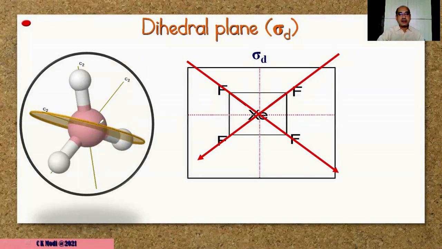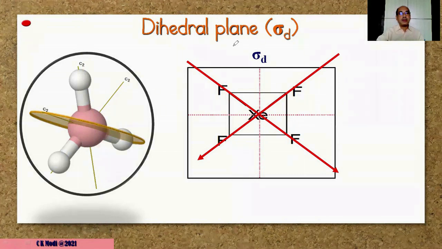Look at this plane. This plane passes through the center of that molecule, and this is my one C2. This is my second C2. So it passes through the angle between the two subsidiary axes. So this is called sigma d.